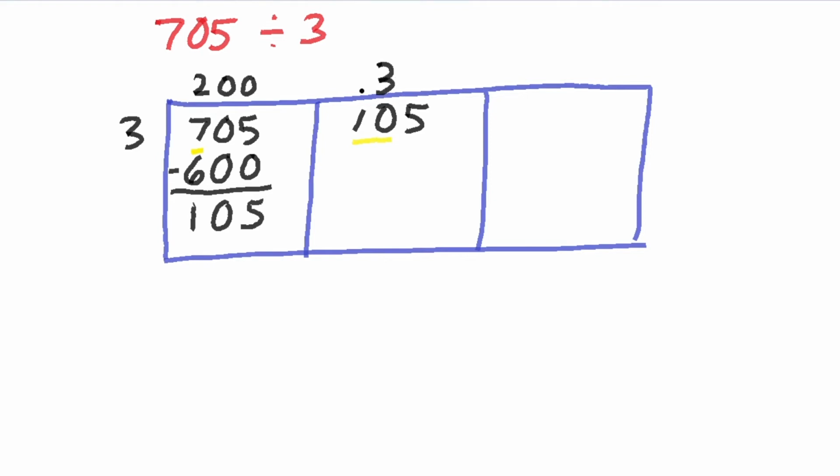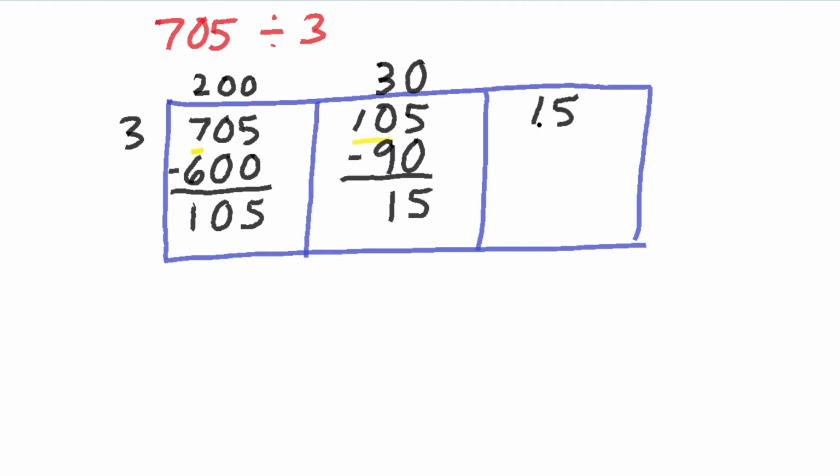3 times 3 is 9, but we're not just dealing with 3, we're actually dealing with 3 10s, right? So let's put that 0 place value holder there and make it 30. 30 times 3 is actually 90, and we'll subtract here. 5 minus 0 is 5. 10 minus 9 is 1. Okay, so now we still have 15 that needs to be divided by the divisor of 3. So let's put 15 here in the third column.